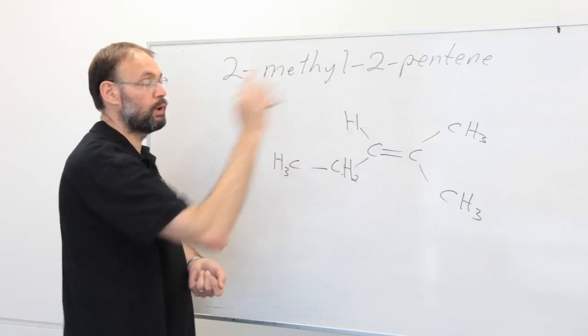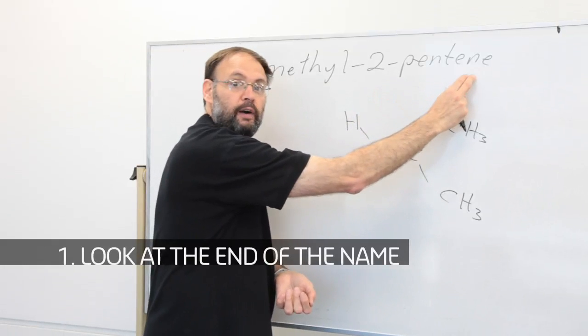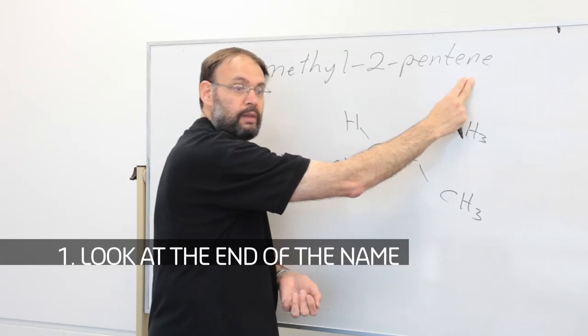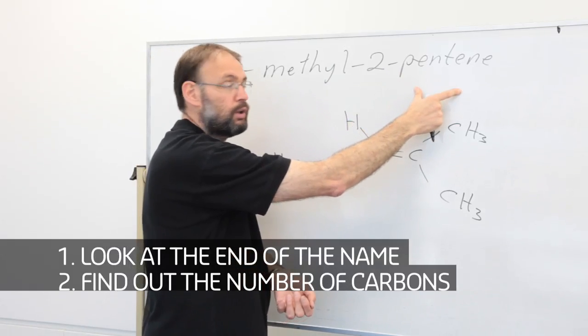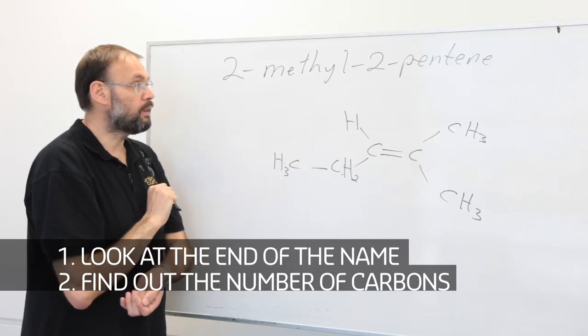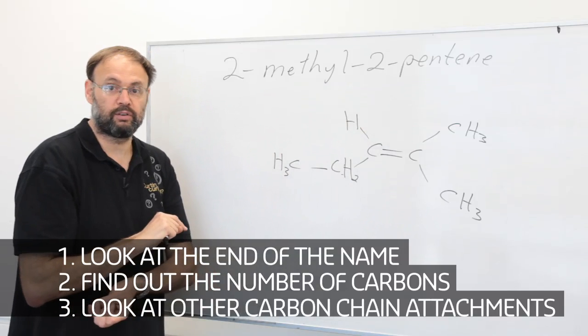And when asked to do a problem of this form, always start at the end. Find out what functional group you're working with. Then the next thing you do is find out how many carbons you need to be dealing with, draw them out, and then look at anything else that might be attached to the carbon chain.